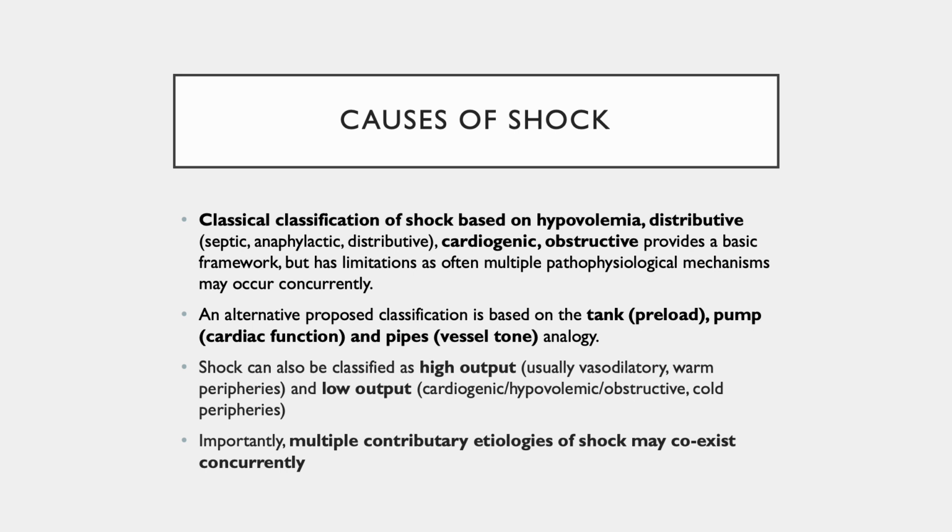Importantly, multiple contributory etiologies of shock may coexist concurrently. For example, a patient in septic shock may be hypovolemic because of poor oral intake or ongoing GI losses leading up to the admission, and may also have a contributory cardiogenic component, either due to septic cardiomyopathy or a baseline reduced ejection fraction. Hence, in assessing a patient, the aim is not simply to identify one cause of shock, but sometimes to evaluate the relative contribution of multiple etiologies to the patient's shock state.